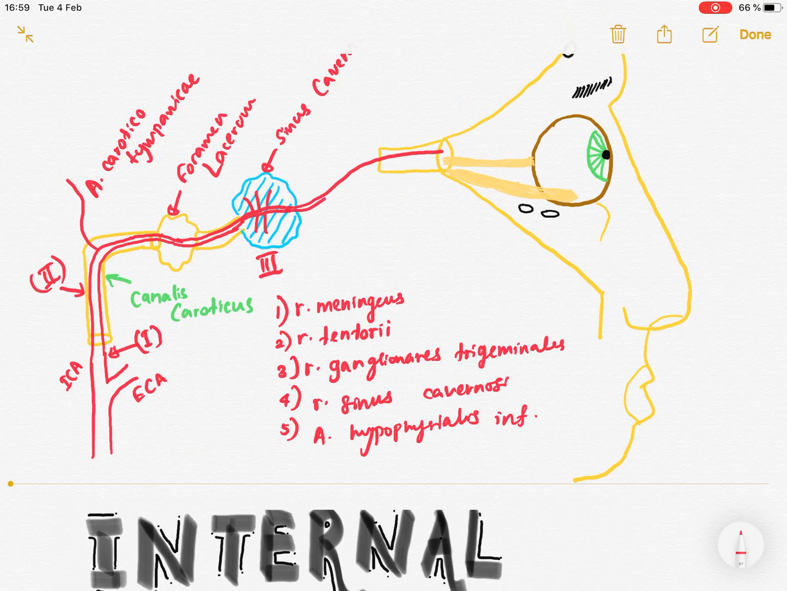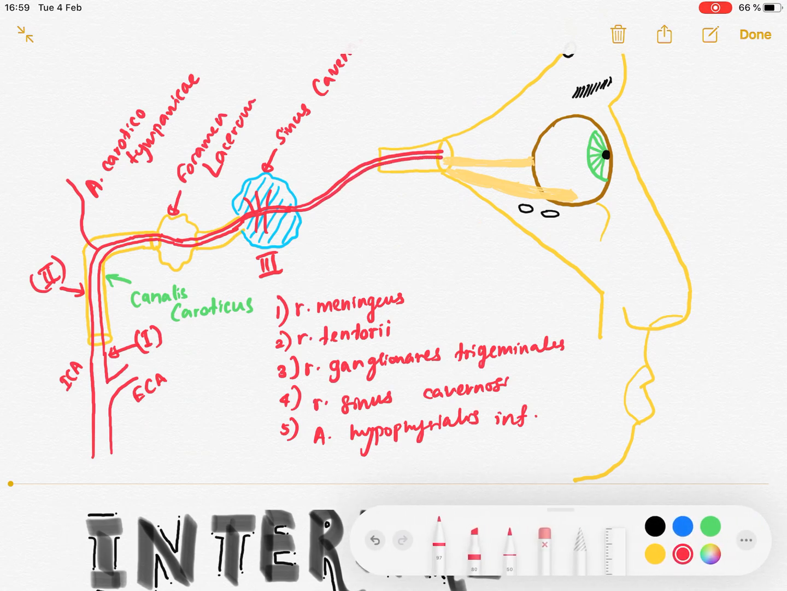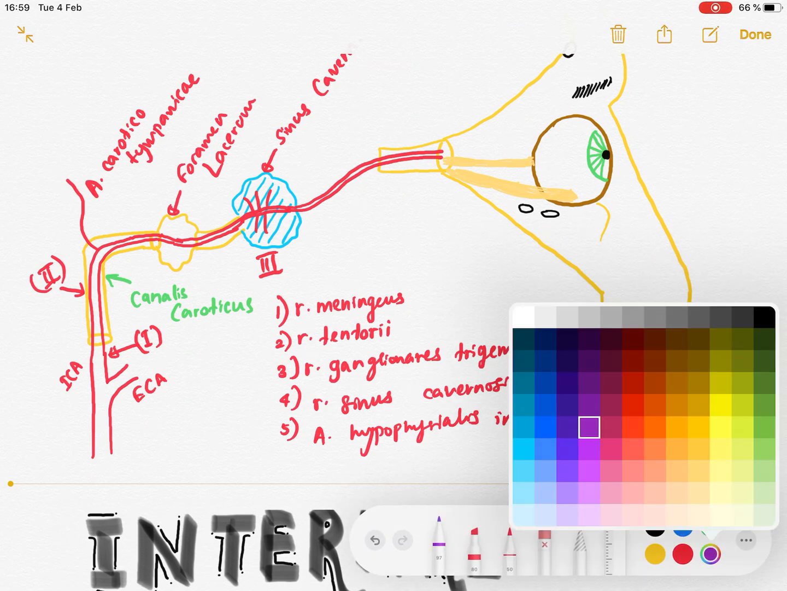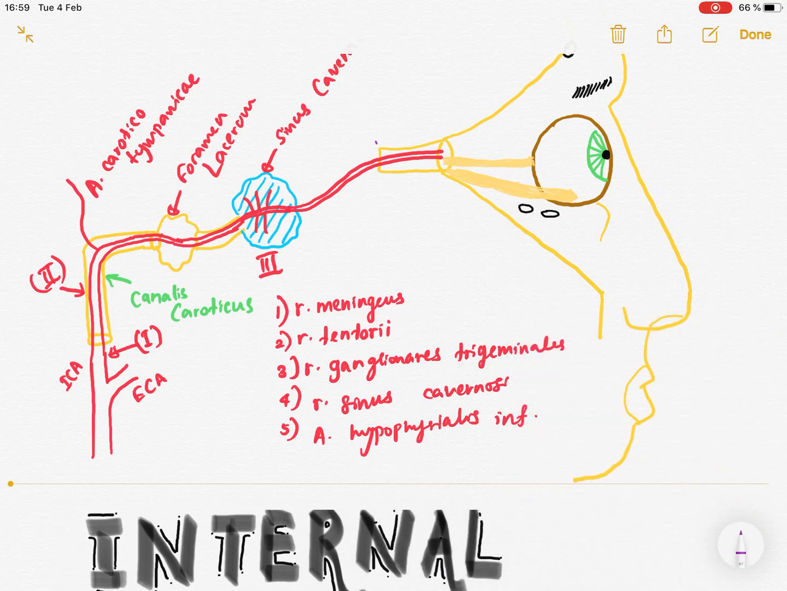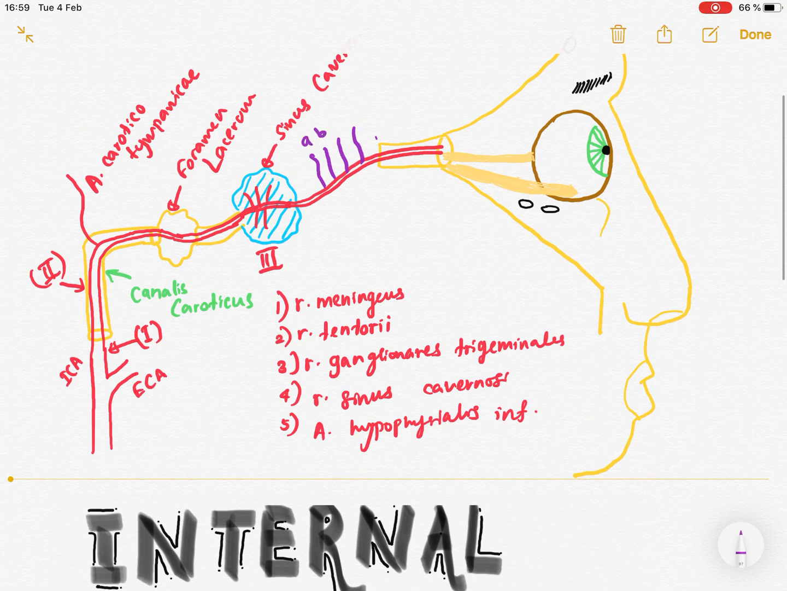Then we will have pars cerebralis. From pars cerebralis arise the following arteries. Let me use a different color, something like purple. Here it will give a few branches. Let me write A, B, C, D, and E.